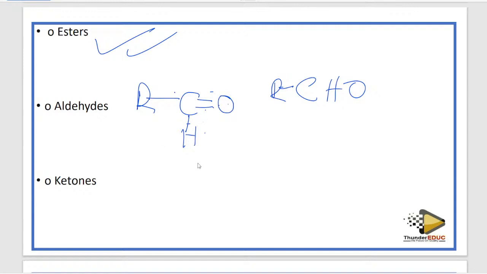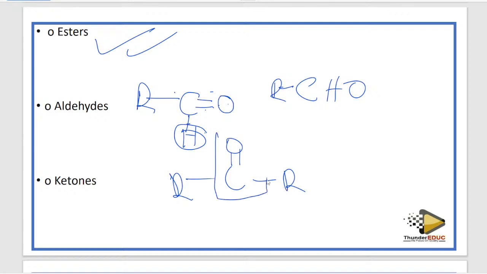What about ketones? It's the same as aldehydes, but the only issue is this is replaced with a carbon atom. So for example, I will have C, and then I have this alkyl group. How many carbon atoms doesn't matter; they can be 2, 3, 4, 5. Then this side also has another alkyl group, can be 2, 3, 4, 1, whatever. That is a functional group, and that's what makes it a ketone.